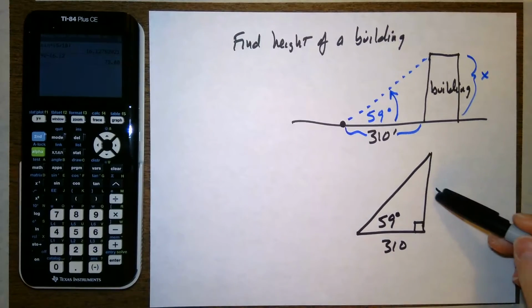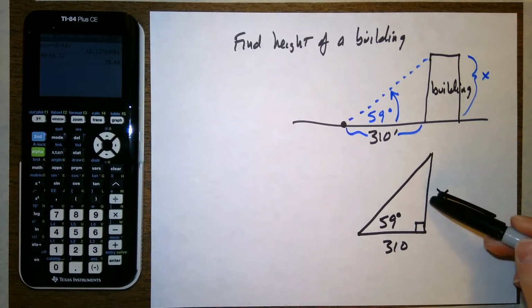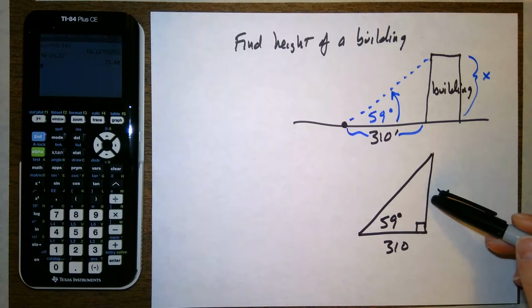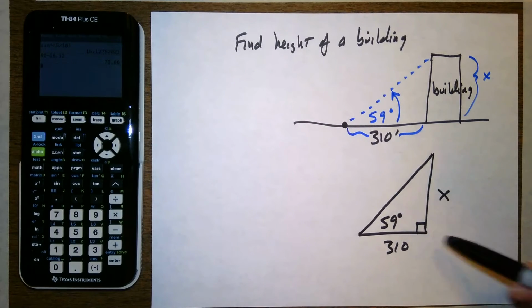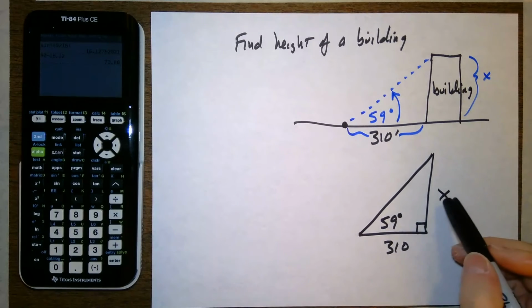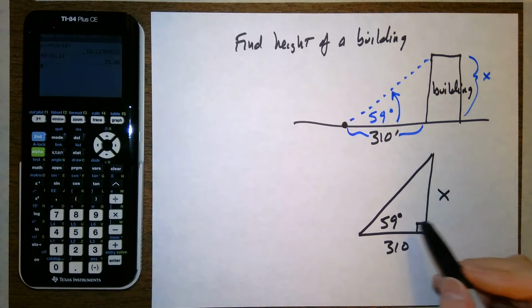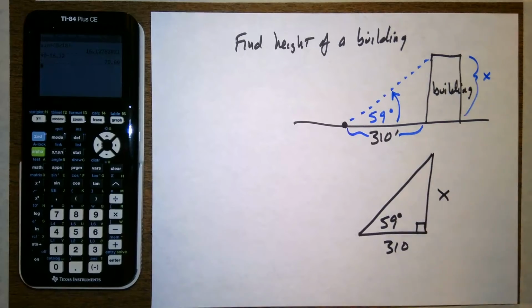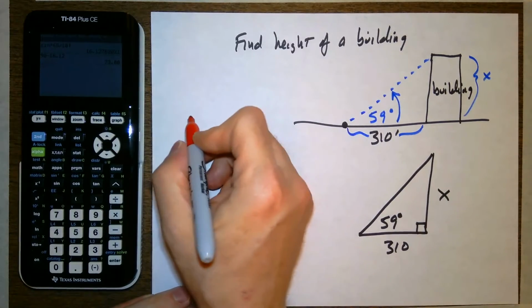So I look at this, I only want to know this side right here, which represents the height of the building. Pythagorean theorem won't help, I don't know the hypotenuse. But I know an angle and adjacent, and I want opposite. What trig function uses an angle, adjacent, and opposite? Tangent. This is a tangent problem. Write the tangent identity down.